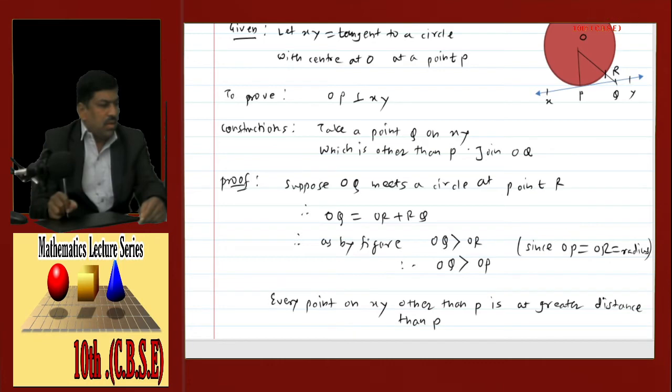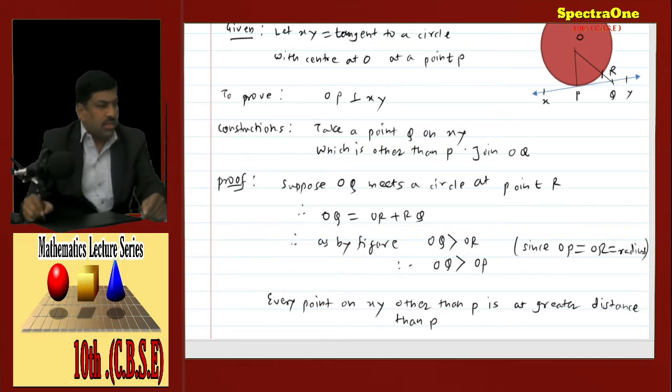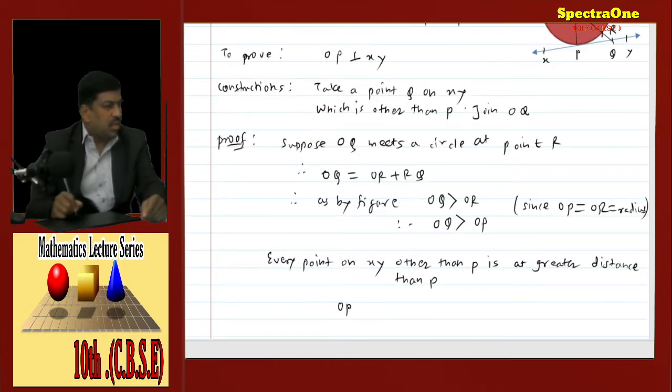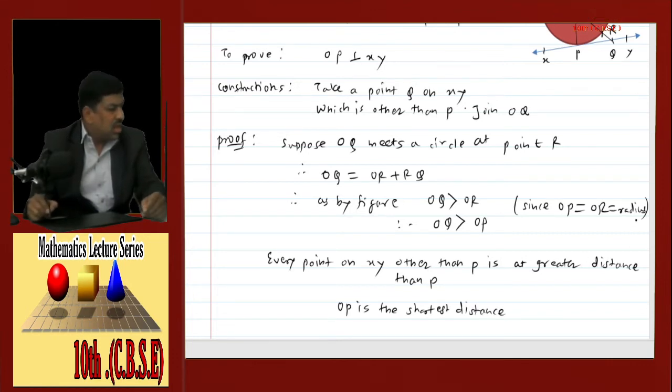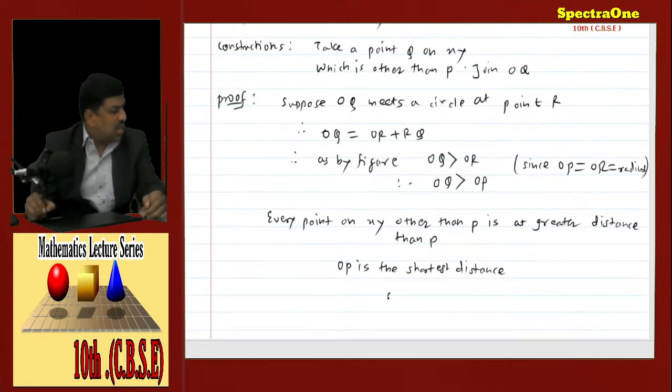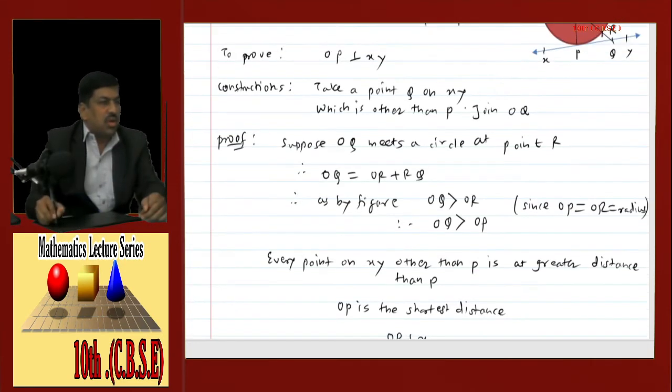Okay, that means OP is the shortest distance. And if OP is the shortest distance, that means we say that OP is perpendicular on XY. Okay, OP is perpendicular on XY.